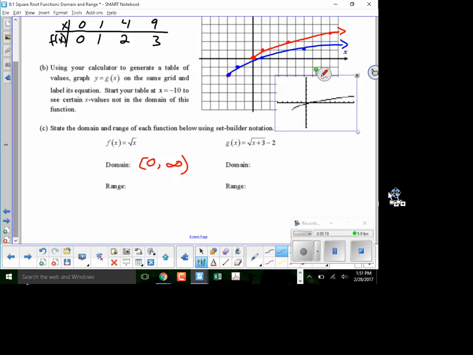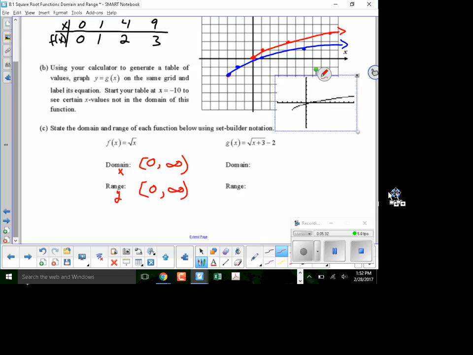Same thing for y. We're going to go from 0 to positive infinity, because this graph is gradually increasing, getting higher. It may take a long time, but it's going to get up to positive infinity. So the range is the y values, so x, y, and that's going to go from 0 to positive infinity also.